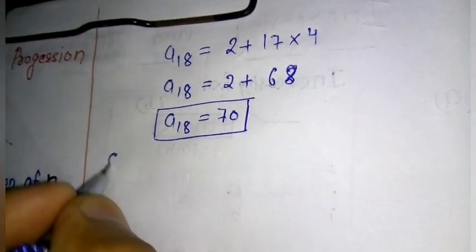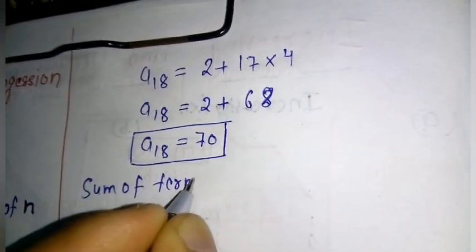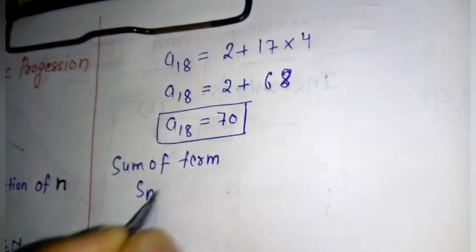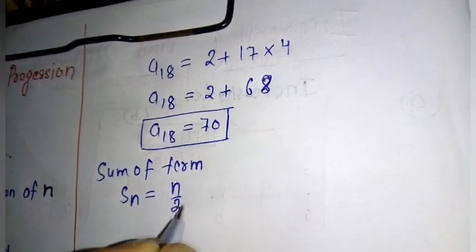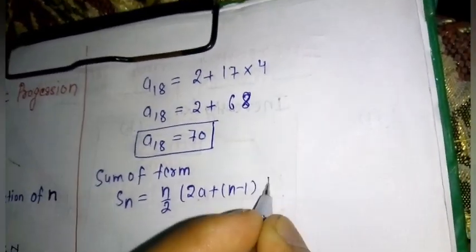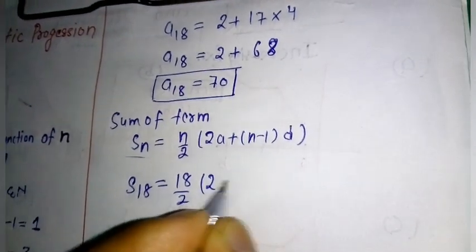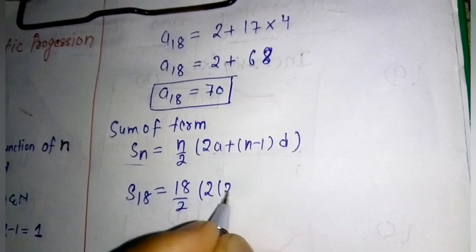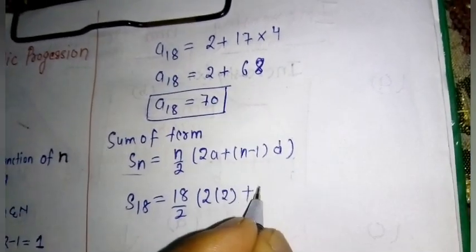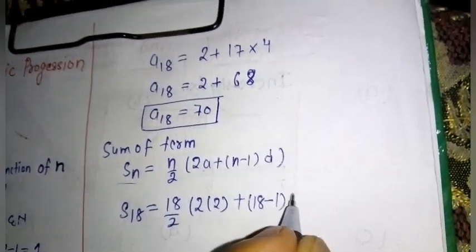Now sum of term, that is S_n is equal to n upon 2 bracket 2a plus (n minus 1) into d. यहाँ पे हमारे पास n दिया है 18, so 18 अपॉन 2 इंटू a हमारे पास है 2 प्लस n हमारे पास दिया है 18 माइनस 1 और d हमारे पास 4.